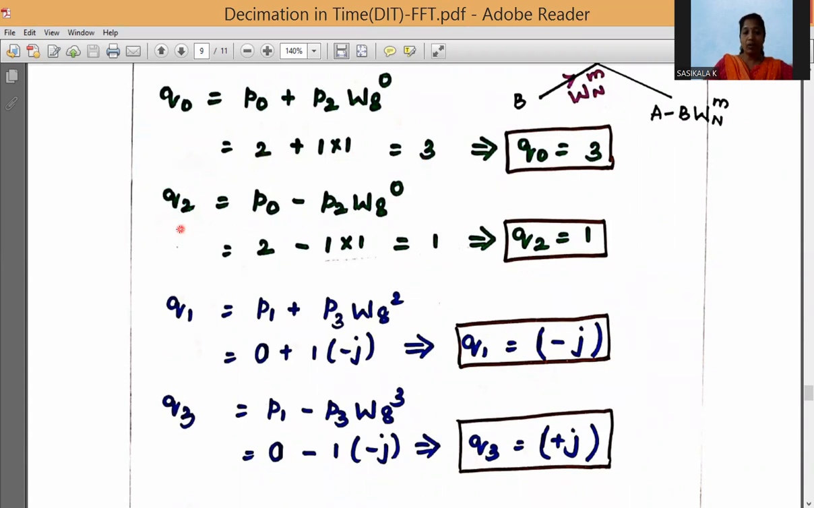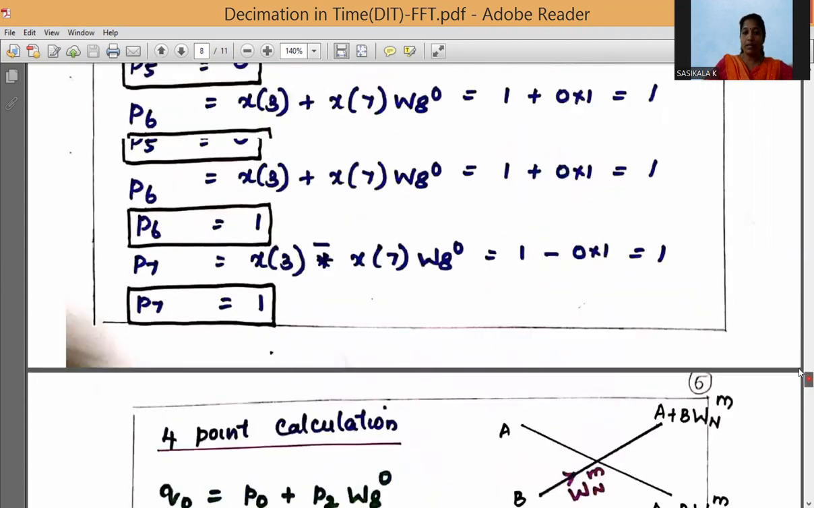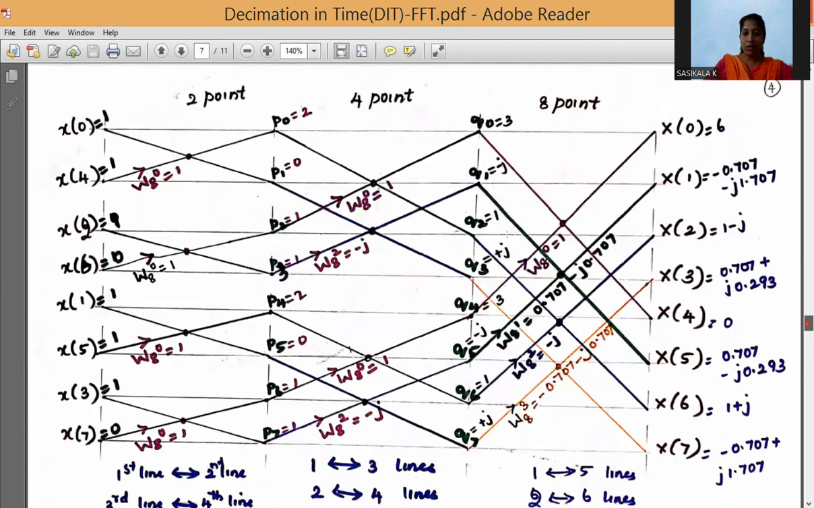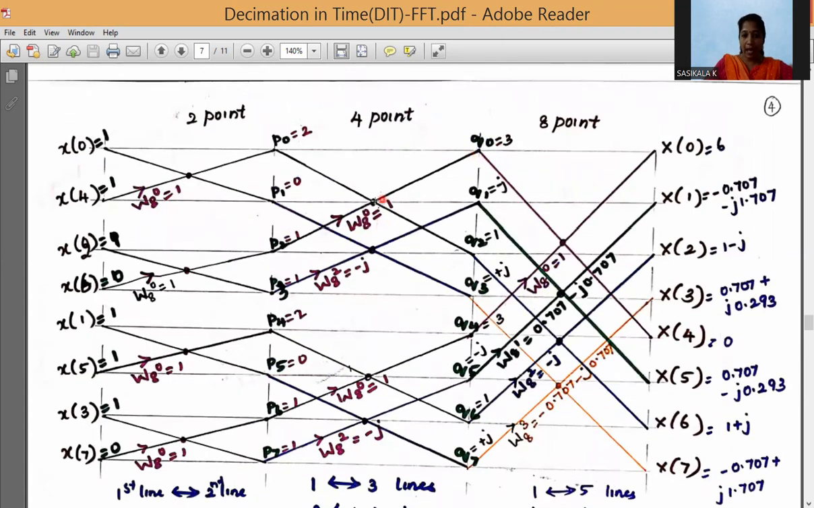So the second output is Q2. For this, you'll be having the same inputs. Only difference is this plus is replaced by minus. So P naught minus P2 into W8 power 0, which is equal to 2 minus 1 into 1. So 2 minus 1 is 1. So Q naught's value is 3 and Q2's value is 1. So substitute Q naught value as 3 and Q2 value as 1.